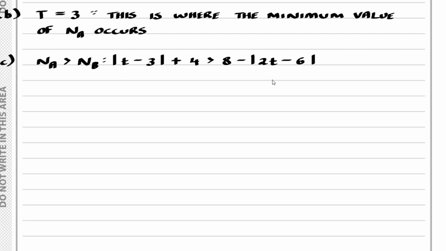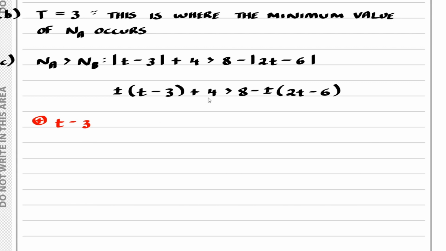Now to solve this inequality, we need to replace the modulus signs with plus minus. So we have plus minus t subtract 3 plus this 4 being greater than 8 subtract plus minus 2t subtract 6. Let's deal with the positive. We have positive t subtract 3, which is t subtract 3, and then we add on the 4, and then we have this being greater than 8.